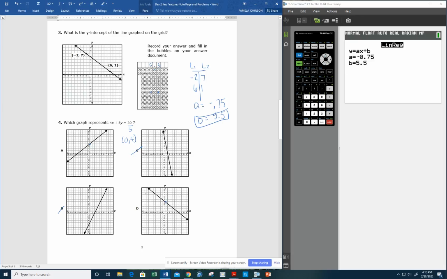Now I have to decide between these two. In order to get my slope, I have to move my 4x across and then divide by 5. Or I could find my x-intercept by taking the 20 and dividing it by 4. When I divide the 20 by 4, I get 5, 0 as my x-intercept. And that's D over here.